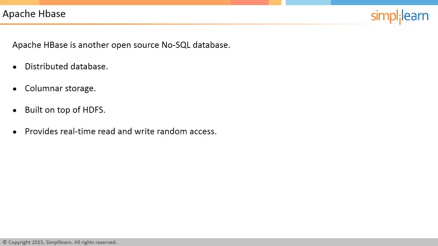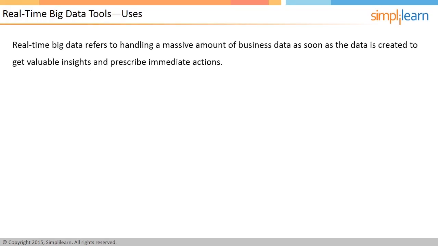Real-time big data refers to handling a massive amount of business data as soon as the data is created to get valuable insights and prescribe immediate actions. Here, real-time refers to an event that occurs. Using real-time big data tools, you can read and write data in real time, filter and aggregate in real time, visualize data in real time, and process millions of records per second.